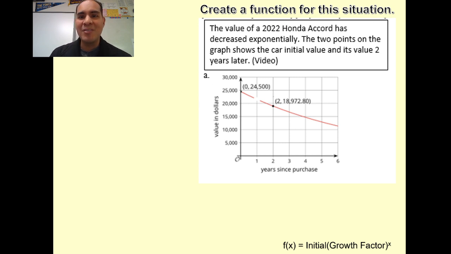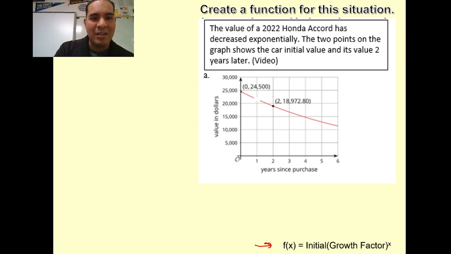Create a function for this situation. The value of a 2022 Honda Accord has decreased exponentially. The 2 points on the graph show the car's initial value and its value 2 years later. We're going to be using initial amount times growth factor to the power of x to create our function, as we've been doing over and over again.